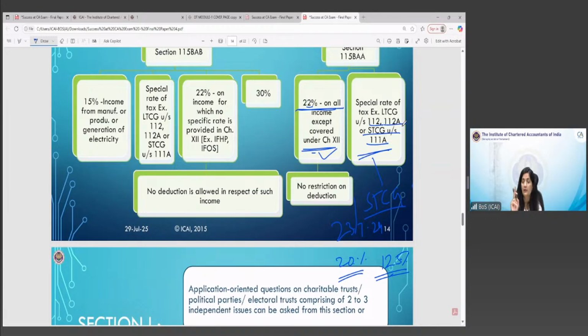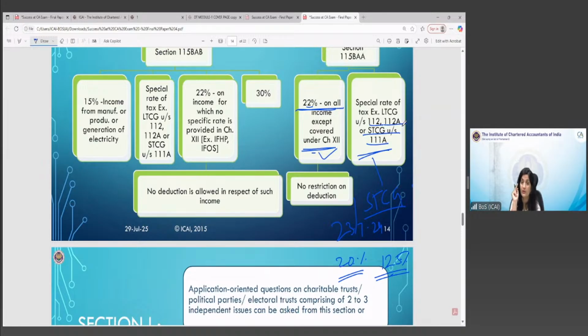Don't forget it. The exemption of 1.25 lakh, which is available against the long-term capital gains taxable under section 112A, is 1.25 lakh, which is available throughout the year. Throughout the year, irrespective आपने कभी भी transfer किया, but tax rate will be same. That is 12.5% or 10%. You have to see when the transfer is taking place.